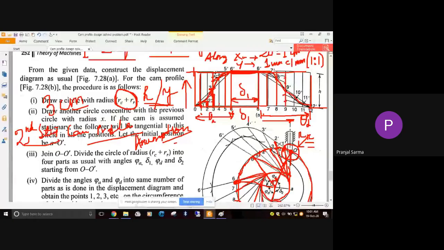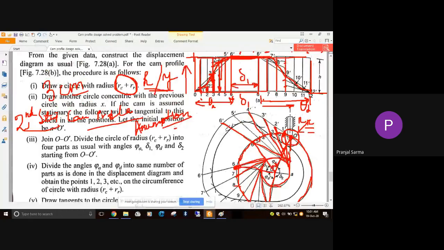Now for the third case, up to 3 dash, along the same tangent only; don't make it vertical or anything like that. Along the tangent only, extend by that much amount. Next, up to this point you will measure and extend that much. Similar is the case for 5 and 6. Up to this much for 6, and make it 6 dash. So the ascent stroke is over.